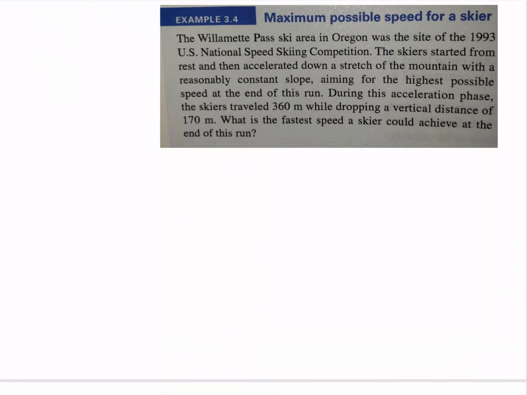So we know the vertical distance of 170, and they traveled 360, so we know the length of the ramp. All right, what should we do first? Make a triangle. Yep, make a graph. We're drawing basically what they went through. They told us they had a vertical distance of 170 meters. That's this, a sub y.